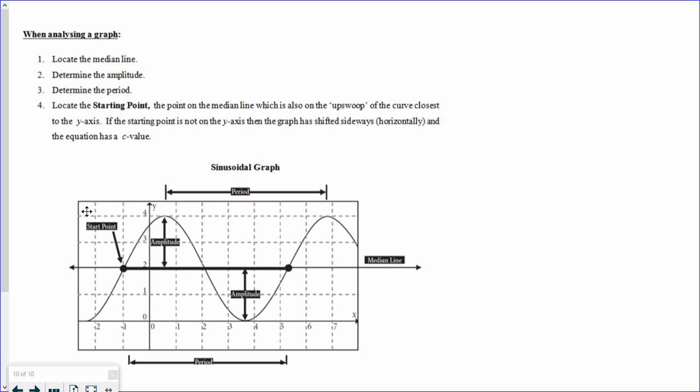So when analyzing a graph, locate the median line. The way that we locate the median line is find the maximum or minimum, and look halfway between that maximum and minimum. Determine the amplitude. The way that we find that is your maximum value subtract your median value, or your median value subtract your minimum. Determine the period, so looking at the distance between 2 maximums, or the distance between 2 minimums. And locating the starting point is number 4. So the point on the median line, which is also on the upswoop of the curve, closest to the y-axis. If the starting point is not on the y-axis, then it has been shifted and the equation has a c value.